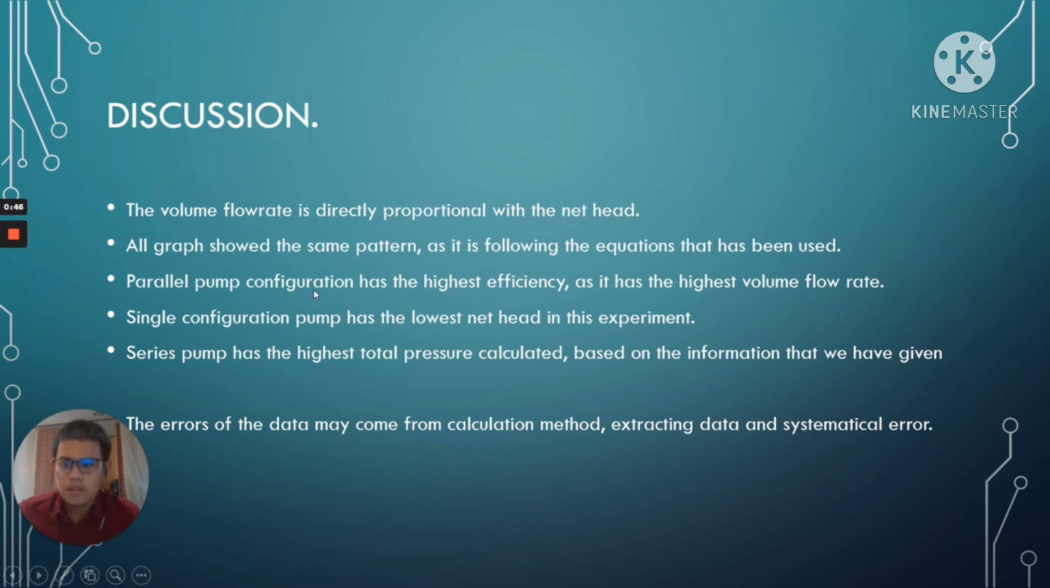The parallel pump has the highest efficiency. The single configuration pump has the lowest net head in this experiment, and the series pump has the highest total pressure calculated. This is some of the data that we took from the internet and the video given by the doctor: Q for series pump is equal for every pump, and the total pressure for parallel pump is equal for every pump. So this is some error that we have taken. That's all from me.